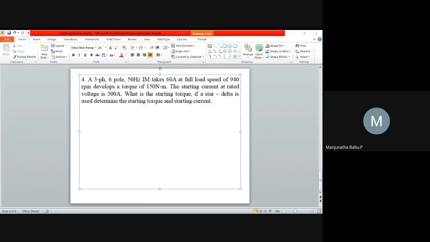Tomorrow I'll take the single phase induction motor. Already the material has been uploaded in your Google class, so just go through that material. Tomorrow I'll start the single phase induction motor. Tomorrow, day after tomorrow, most probably your module 4 will be completed.